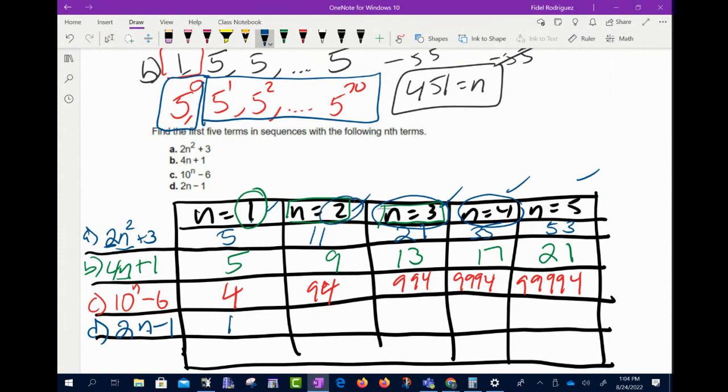Okay. What's 2 times 2? Minus 1? 3. What's 2 times 3? 6, right? 6 minus 1 is 5. Very good. 2 times 4 is 8. 8 minus 1 is 7. And 2 times 5 is 10. Minus 1 is 9, and then we're done.